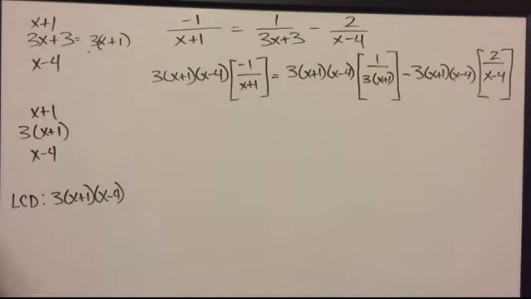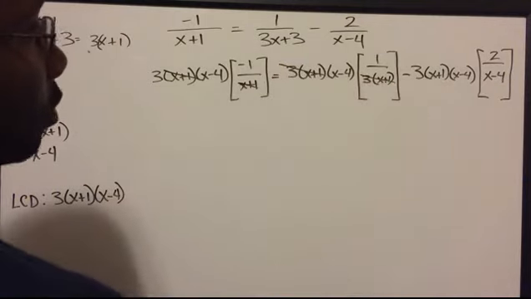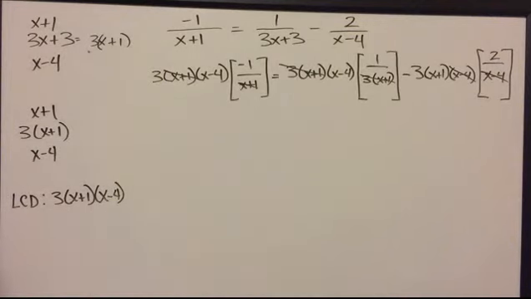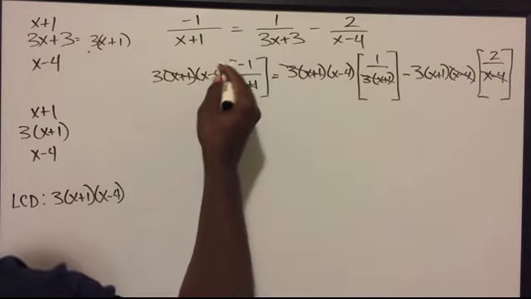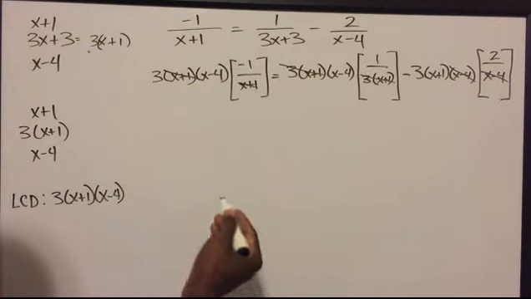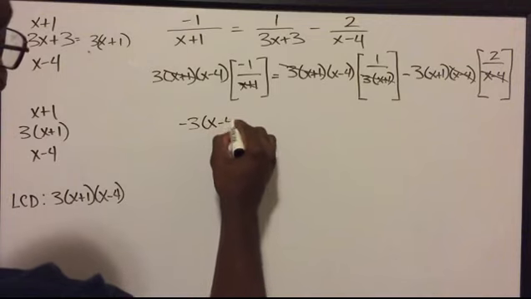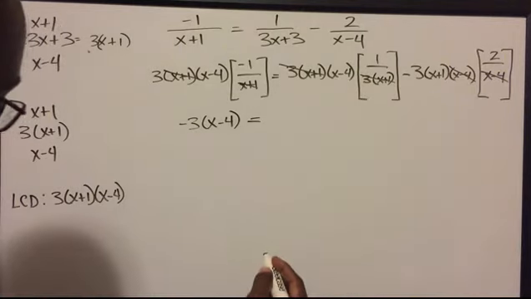Okay, so the LCD is the only thing here that's very long. Everything else should be straightforward. So let's go ahead and cancel out some things to get rid of this denominator. So we cancel this out, cancel that out. 3(x plus 1) there, 3(x plus 1) there, x minus 4 here, x minus 4 there. Once we do all the cancellation, then what we're left with is minus 3, x minus 4, equal, since this cancels out and that's canceled out, x minus 4.